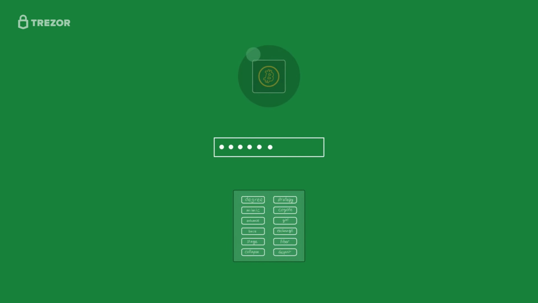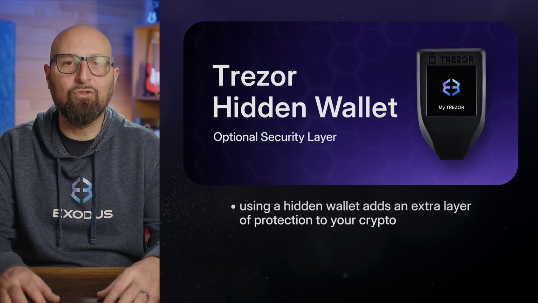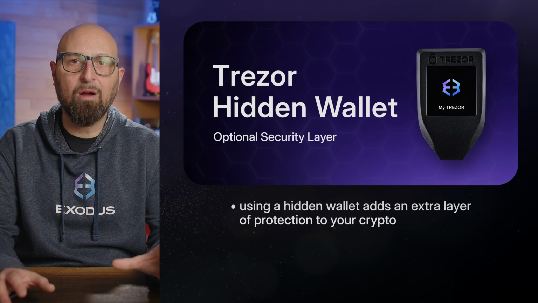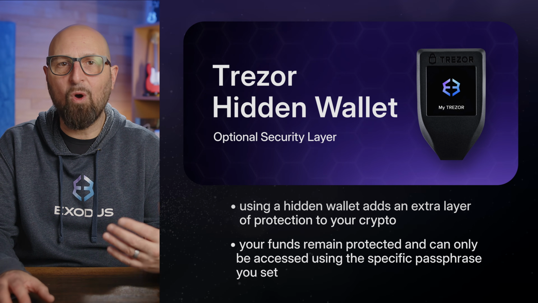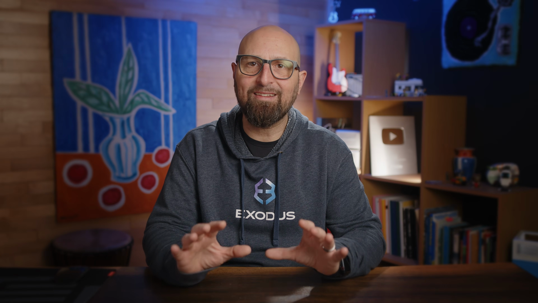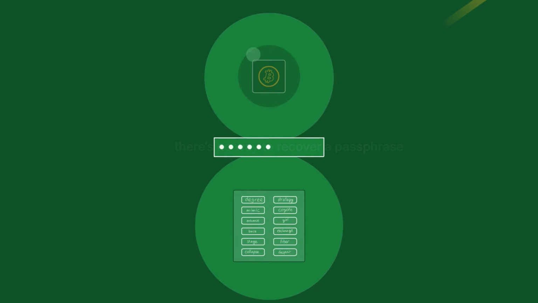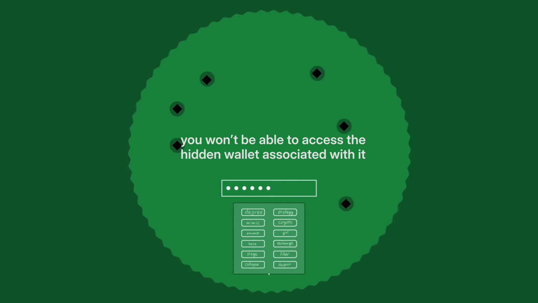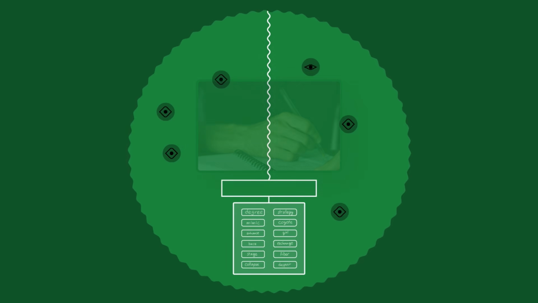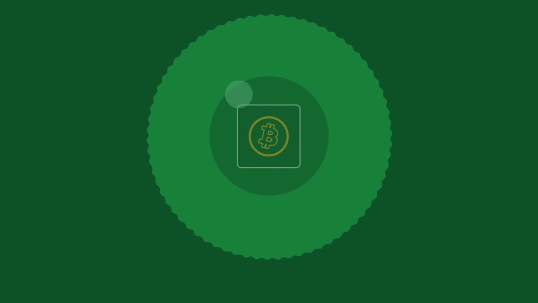So, why bother with a hidden wallet? Well, the most significant benefit is enhanced security. Using a hidden wallet adds an extra layer of protection to your crypto. Even if your recovery phrase was compromised, your funds remain protected and can only be accessed using the specific passphrase you set. The most critical point to remember is that the passphrase system is extremely strict. If you forget your passphrase, there's no way to recover it, and you won't be able to access the hidden wallet associated with it. That's why it's crucial to either write down your passphrase and store it securely, or use something you're confident you'll remember.